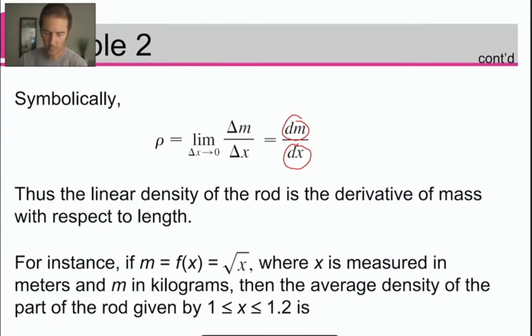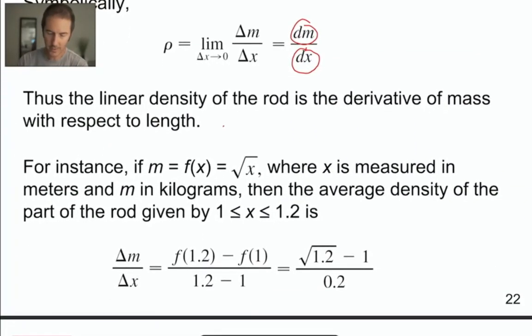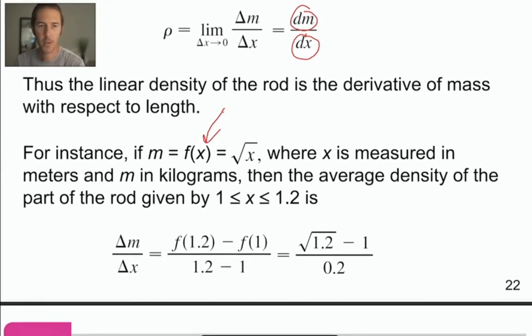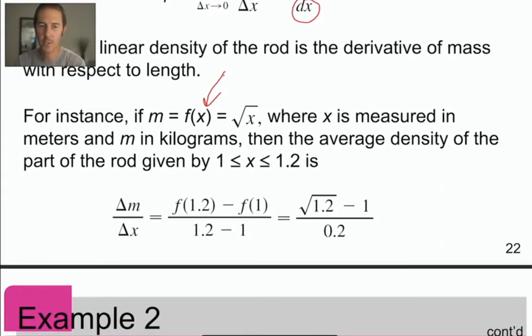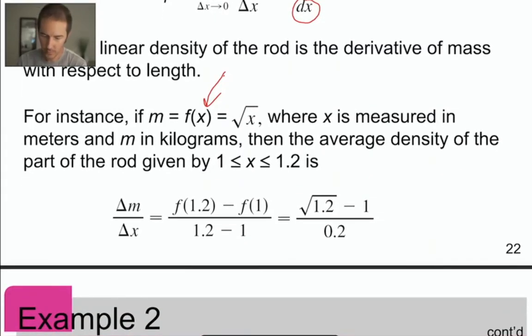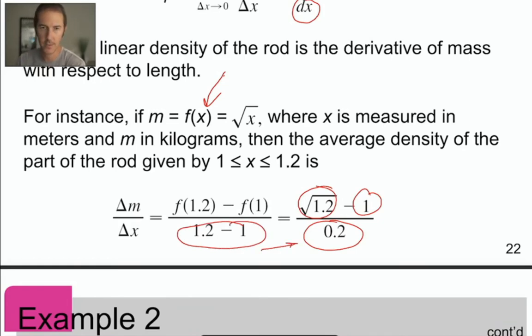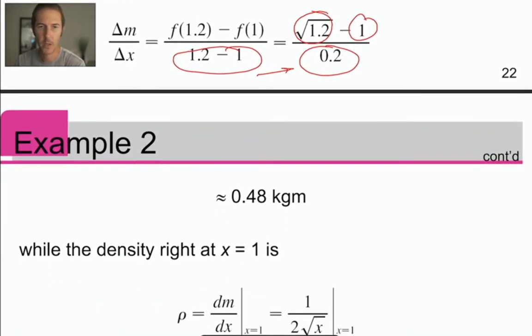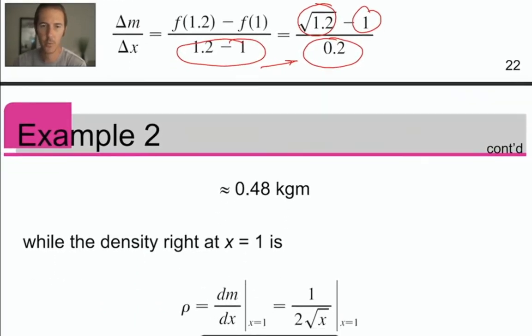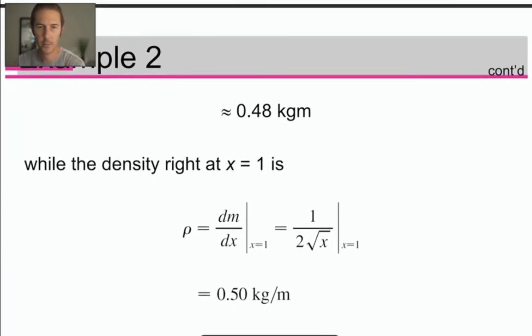That's okay. So if this is our mass function, it is equal to the square root of x. So x is measured in meters. m is being measured in kilograms. The average density is, so here's y2 minus y1 over x2 minus x1. There's the x2 minus x1, and this gives us the average density for a particular part of the rod. And the arithmetic on that kicks out approximately 0.48 kilograms per meter.